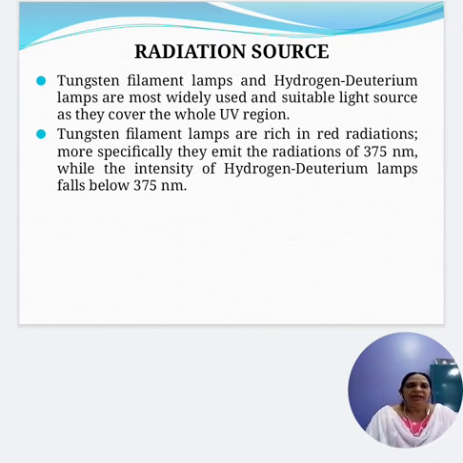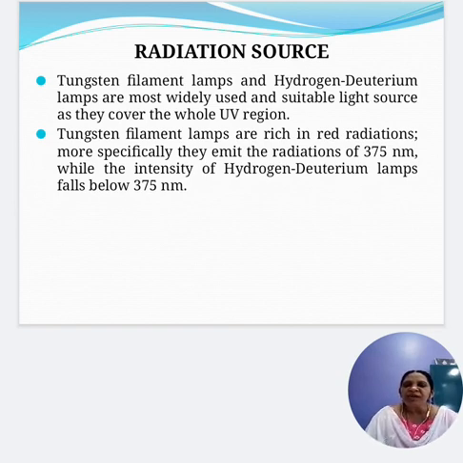Then coming to the radiation source, the tungsten filament and hydrogen deuterium lamps are most widely used. As I told you, these two are the most widely used radiation sources in ultraviolet spectrophotometry. These are the two suitable light sources which cover the entire range of the UV region.